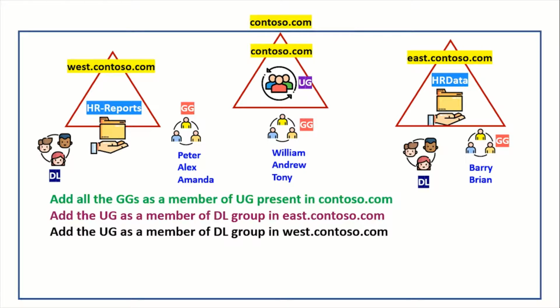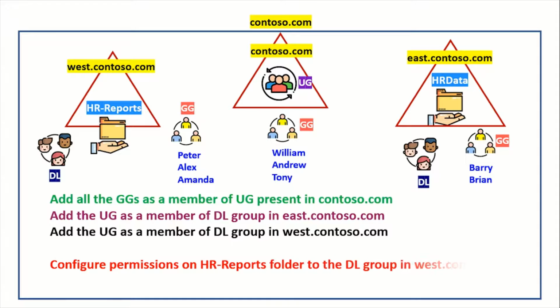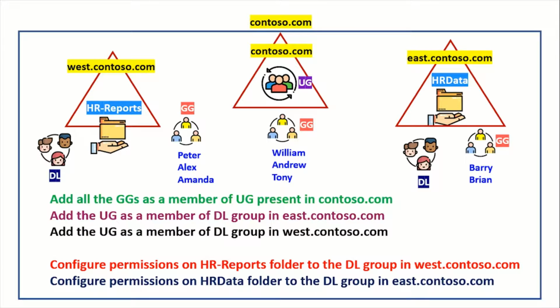So this universal group now is the member of the domain local group on west.contoso.com and east.contoso.com. And the last step would be to configure permissions on the HR reports folder to the domain local group in west.contoso.com and configure permission on the HR data folder to the domain local group in the east.contoso.com. So we are not giving permissions to the universal group. Instead, we are giving permissions to the domain local group on say HR reports and HR data folder.